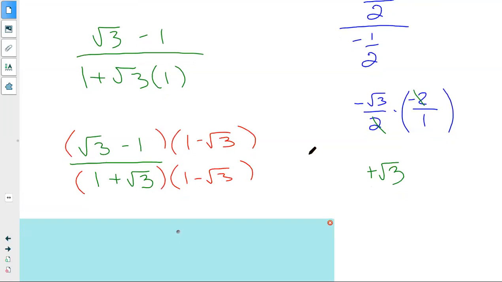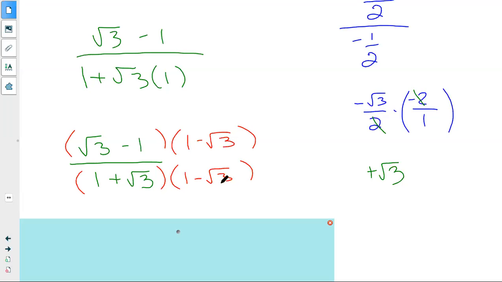At this point right here, root 3 minus 1, you can't combine them any further, and then 1 plus root 3 times 1 becomes 1 plus root 3. We can't simplify this the way it is. However, we're not allowed to leave a radical in our denominator, so we're going to have to rationalize by using the conjugate of the denominator, which is 1 minus square root 3.